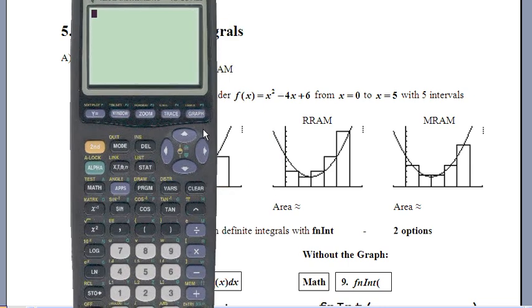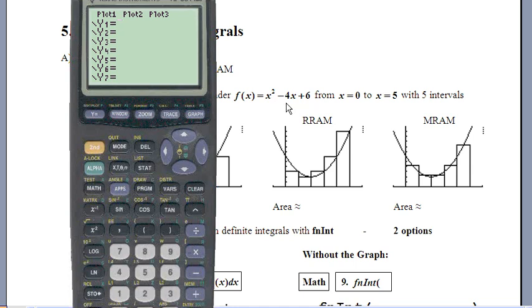And what you would do is you would put in the function into y1. So if I wanted to find the area under this one, x squared minus 4x plus 6. Okay, that's great. And if I'm going from 0 to 5, I can actually ask this program to do that for me. So the program is called ramgraph. And I've got it right here.